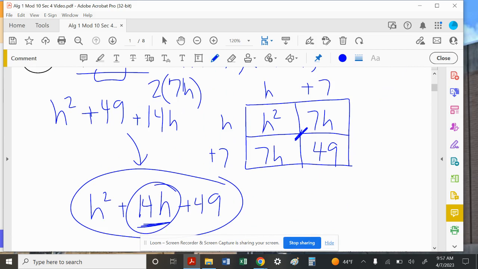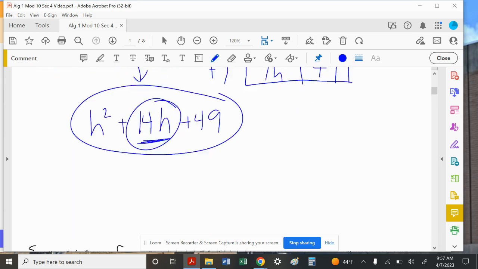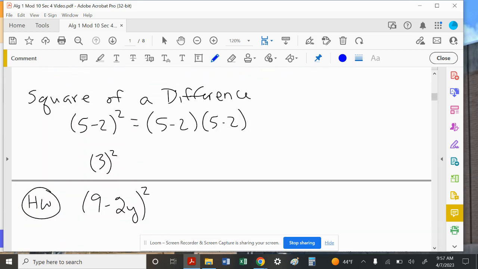Now we're going to see how to do that on the next problem, and it's the square of a difference. It doesn't matter. Same rules. So addition and subtraction almost always have the same rules. And then multiplication and division usually have different rules than that. So one time it's easier using addition. Sometimes it's easier using multiplication.